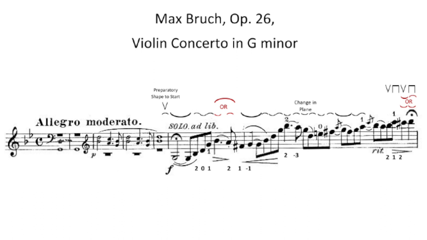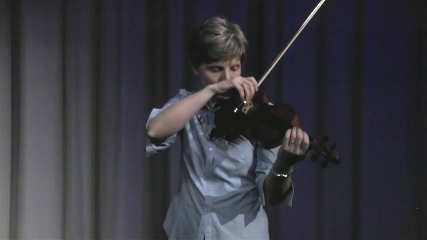Because the B flat takes us over to the D string, it needs an overshape, which also helps the color in the sound as we leave that tied G, and it gets the arm exactly to where the D begins. Here it is.